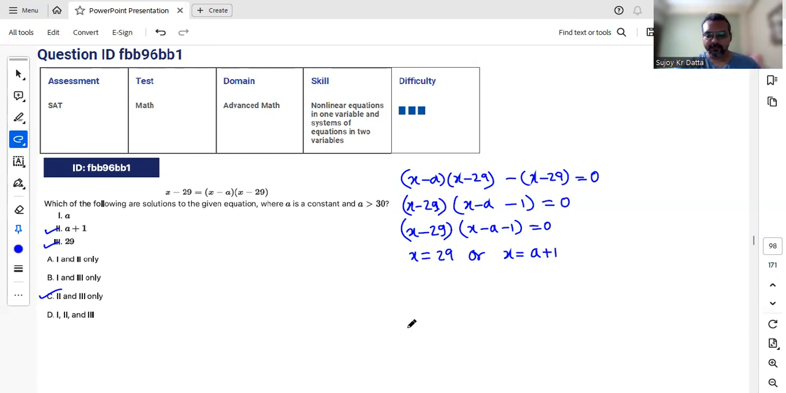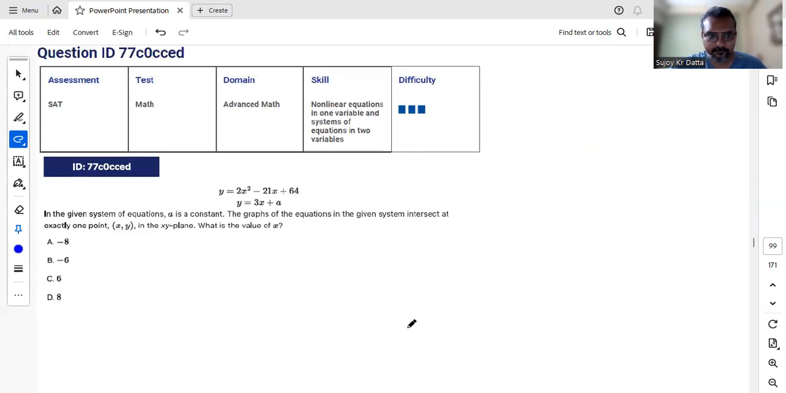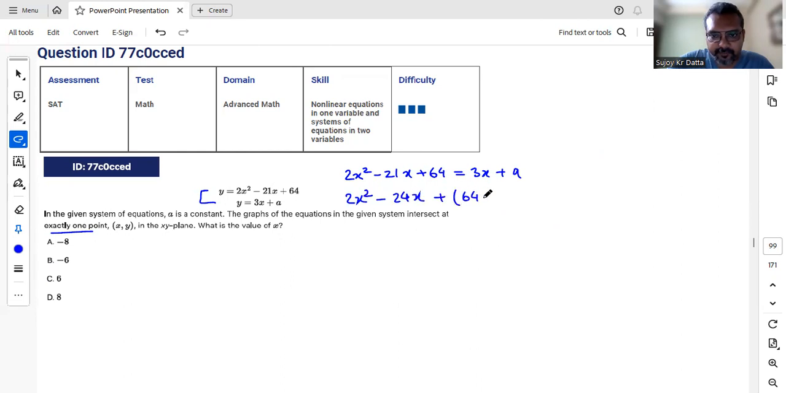Okay. Let's go to the next one. All right, so we have a pair of equations here, a system of equations. a is some constant. They intersect at one point. Intersection at one point means that when we solve them, there is only one solution. So if I solve them, set the y's equal to each other: 2x squared minus 21x plus 64 equals 3x plus a. Take everything to that side: 2x squared minus 24x plus 64 minus a equal to 0.